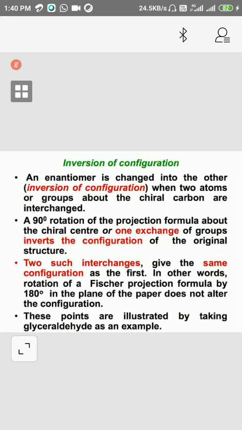What is inversion of configuration? The enantiomer is changed into another when two atoms or groups about the chiral carbon are interchanged. Then it is called inversion of configuration. A 90-degree rotation of the projection formula about the chiral center, or one exchange of groups, inverts the configuration of the original structure. If two such exchanges are done, you get the same configuration. Once you rotate, the configuration is just inverted. Again you rotate, then you get the same configuration.